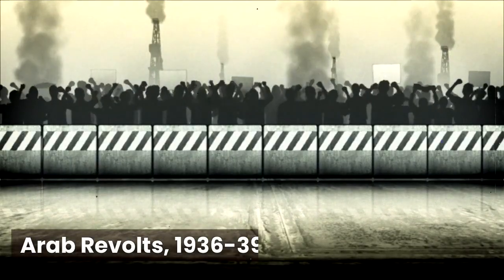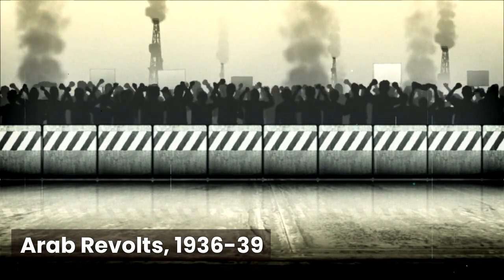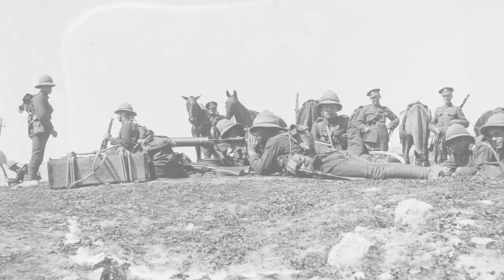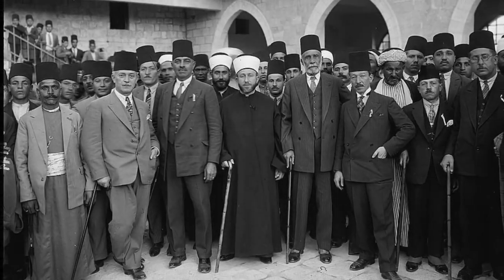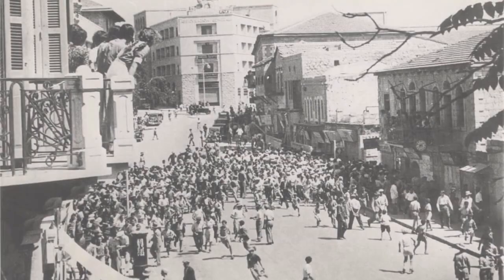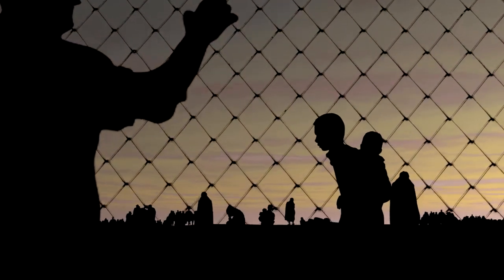A more extended period of conflict, known as the Arab Revolt, began in 1936, lasting until 1939. Arab Palestinians protested against British policies and Jewish immigration, demanding an end to both. The revolt saw extensive violence, sabotage, and British military intervention. It also prompted the British to limit Jewish immigration, further affecting the Jewish-Arab demographic balance.